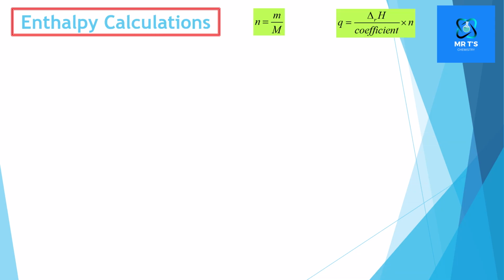Okay, finally, we've got a couple of calculations we need to do to finish off this paper. The type of calculations we're going to do is we need to be able to use the moles equals mass over molar mass formula given to us in the resource paper. And we need to do a calculation involving Q, which is energy equals the enthalpy of reaction over the coefficient times the moles. This formula on the right is not given to you. If you can remember a formula instead of just intuitively answering this question, it might be more beneficial for you.